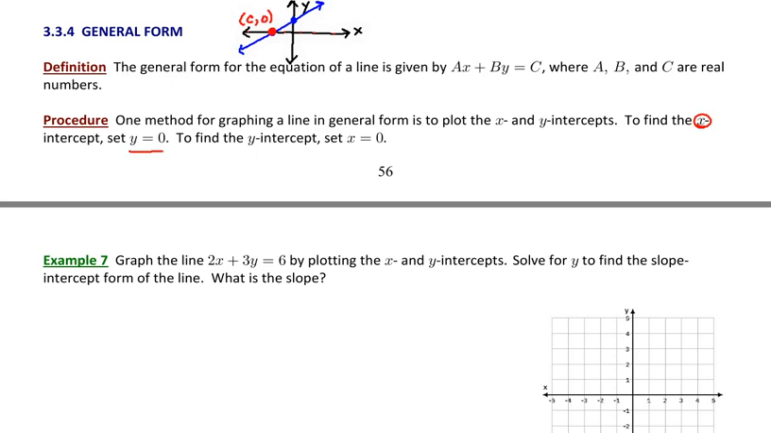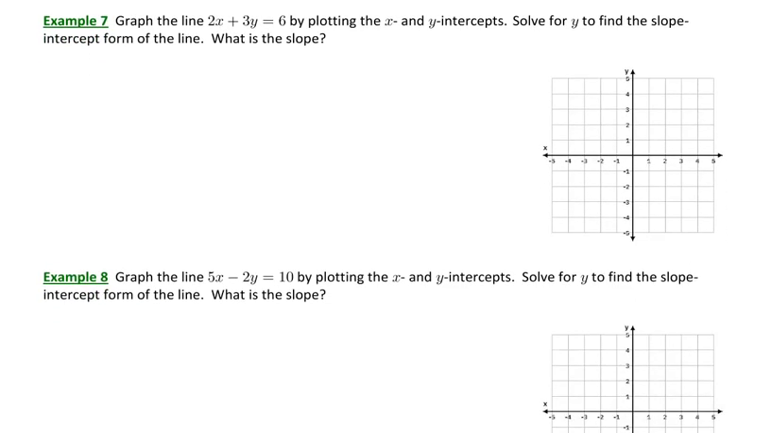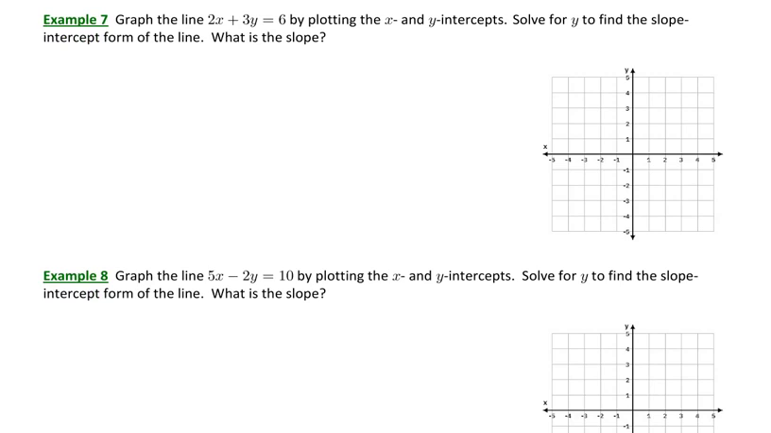On the other hand, if we look at the y-intercept, no matter where that y-intercept is located on the y-axis, the x value is always the same. That is, to find the y-intercept, we're going to set x equal to 0. So the form for this y-intercept will be 0 and then some number, we'll just call it d. So let's apply this on example 7. Graph the line 2x plus 3y equals 6 by plotting the x and y intercepts. Solve for y to find the slope-intercept form of the line, and then we'll identify the slope.